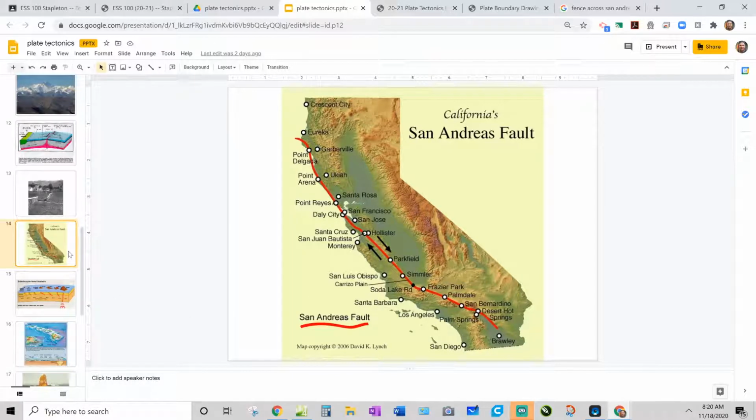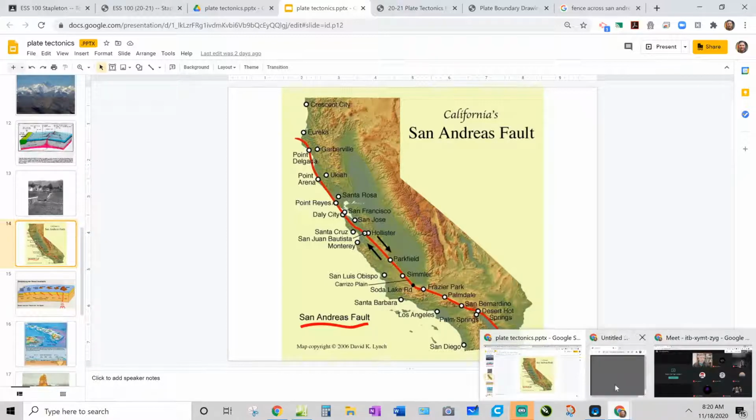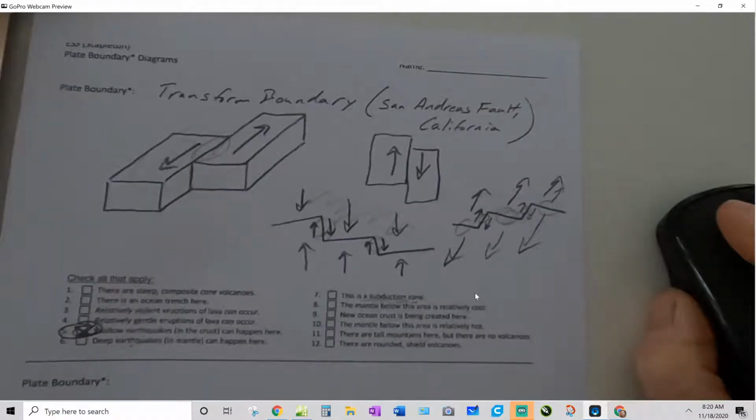And that's it. I realized I had some good hotspot pictures I didn't show you yesterday. But we can come back to that some other time. I don't want to take too much time today.